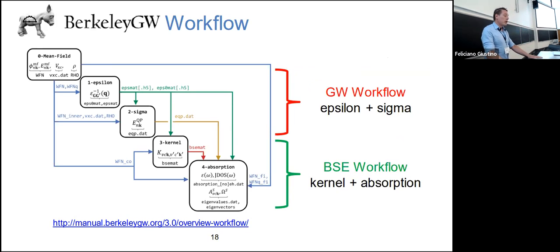Now, the first 2 modules, Epsilon and Sigma, implement the GW part of the workflow, and Kernel and Absorption implement the second part of the workflow, which is the BSE, the solution of the Beta-Salpeter equation. In today's tutorial, you're going to first run the GW for silicon, and then with the GW result from silicon, you're going to calculate the optical spectrum, again of silicon, by using BSE.